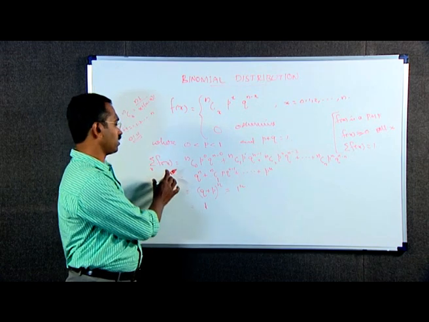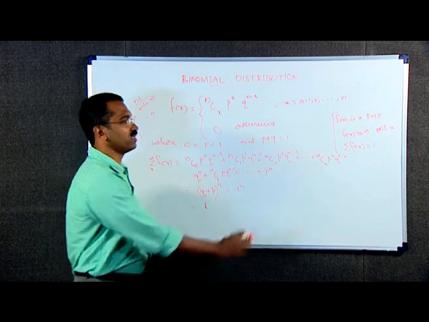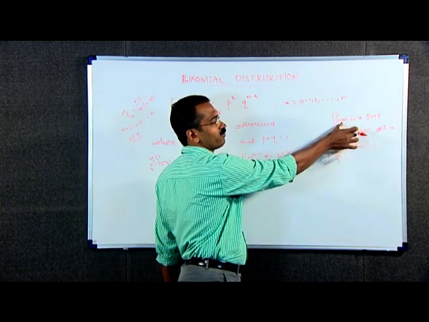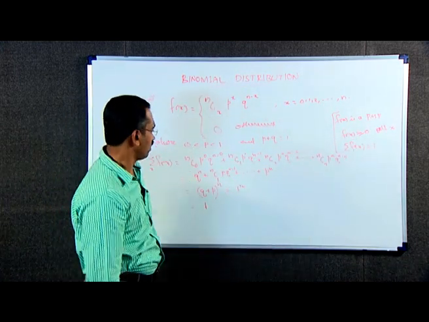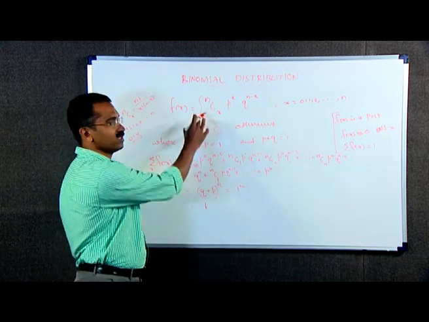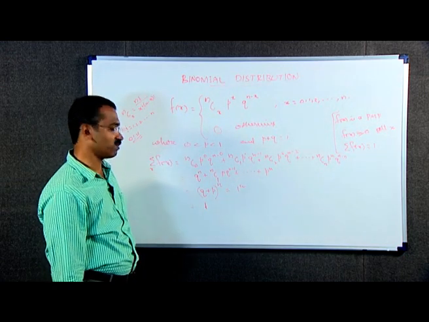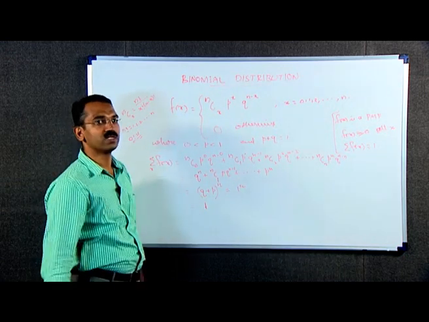That is, the total probability is equal to 1, which is the condition for f of x to be a PMF. Therefore, both the conditions are satisfied by this function. Therefore, this is a PMF. We just verified the given function is a PMF.